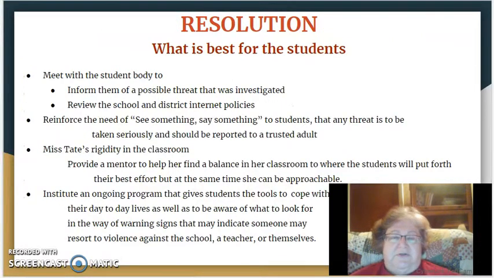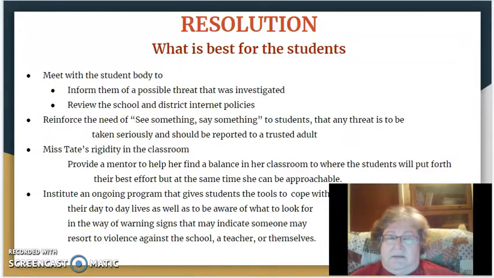What is best for the students? You're going to meet with the student body, inform them the possible threat was investigated, keeping the rumors down, review the school and district internet policies. Once again, make sure they know if they see something, say something to a trusted adult, and that all threats should be taken seriously.